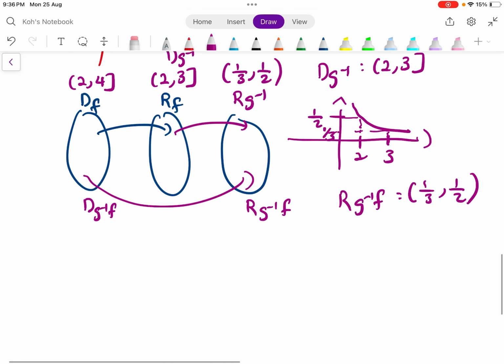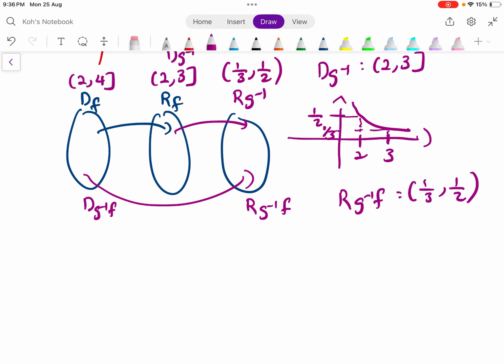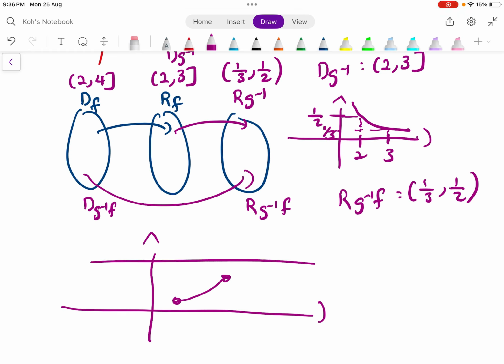So that means that shouldn't be the function. That shouldn't be the composite function. Because if I do a rough sketch of G inverse F, something like that, this will be your 1/3, this will be your half. So my y equal to 1 is actually right here. So there's no intersection, meaning no solution.